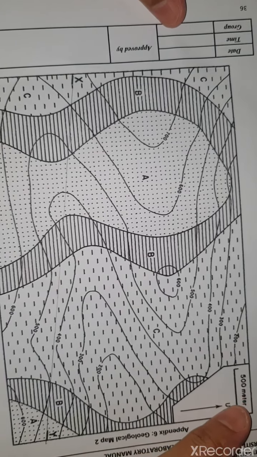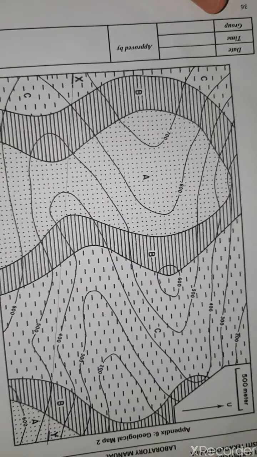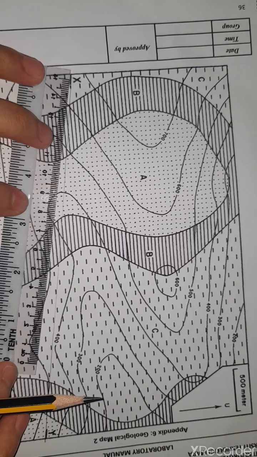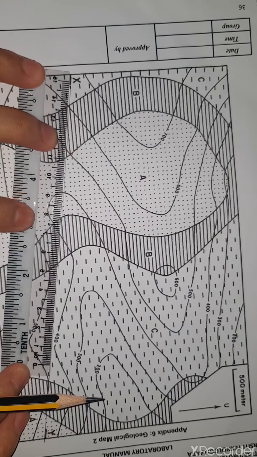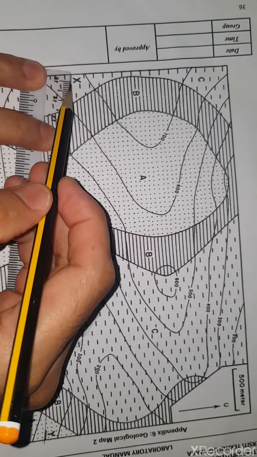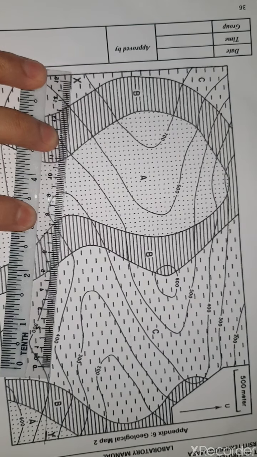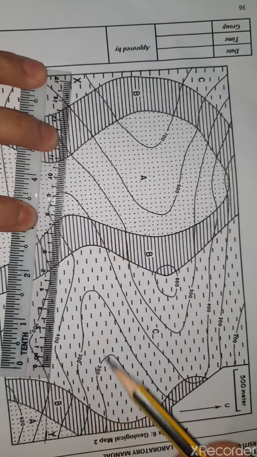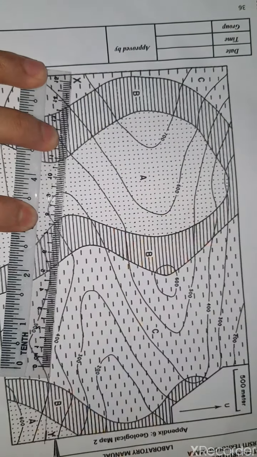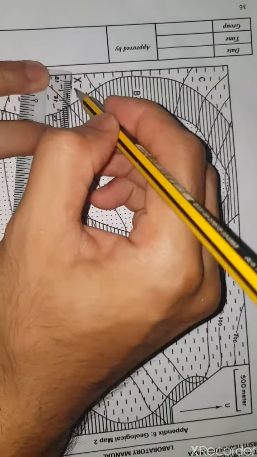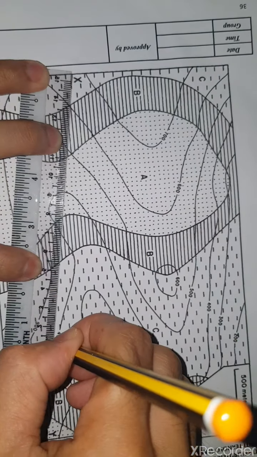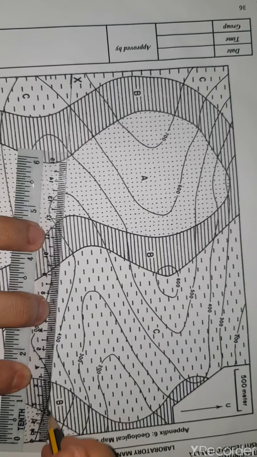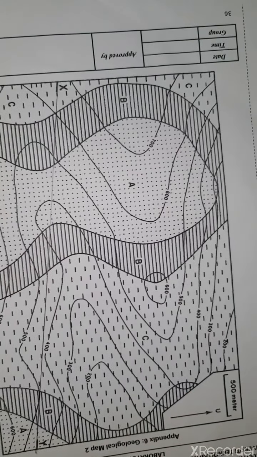Then you must make a nice, clean and smooth line between the points X and Y, because we want to have a cross-sectional graph, and we want to determine the strike and dip direction in between the X and Y direction.